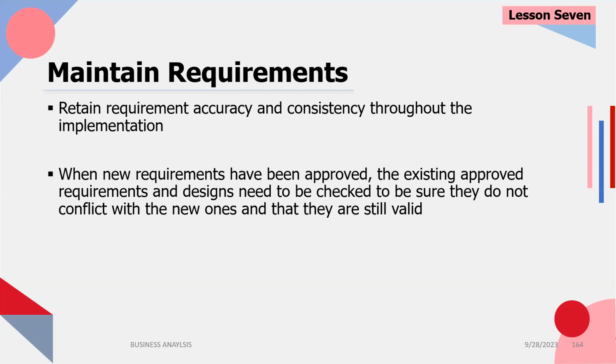Okay, so at any point in time, a requirement needs to be accurate and it needs to be consistent. When you change a requirement or you modify it based on new information, you also need to check, now that I've modified this requirement, is it conflicting with any other requirement based on the change that I've made? Okay, so second point here, when new requirements have been approved, the existing approved requirements and design need to be checked to be sure they do not conflict with the new ones. And so that is the mindset you want to have. It's a good thing that your requirement list is growing, but you need to watch for conflicts.